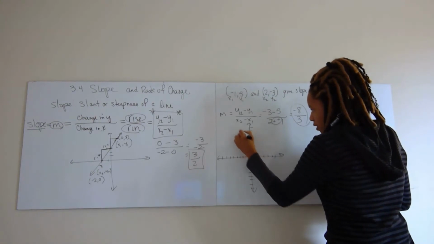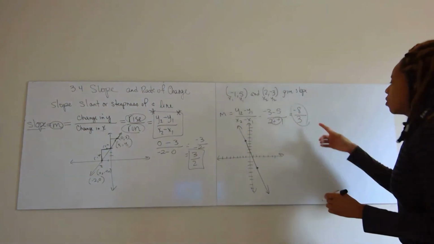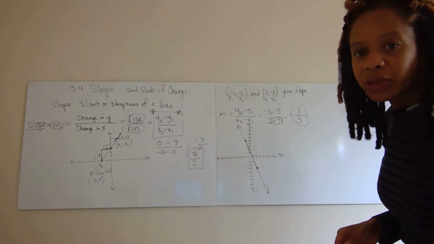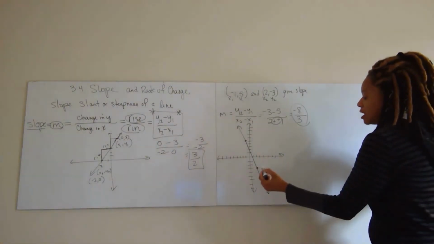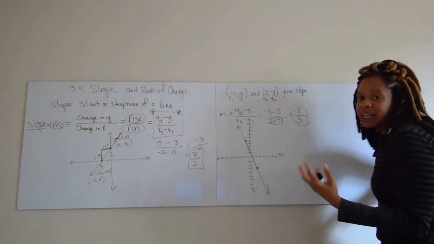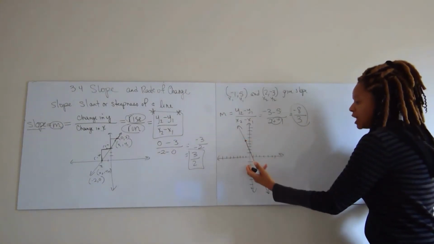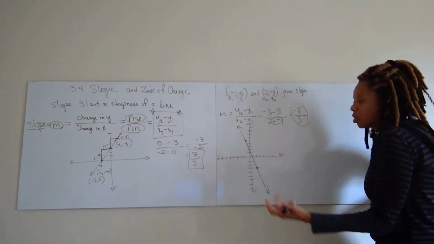So we have this graph here of this line. I have a slope that says negative 8 over 3. So here's what that means. It means that from one point to the other, I can start at one point and, using the slope, I can get another point on the line.